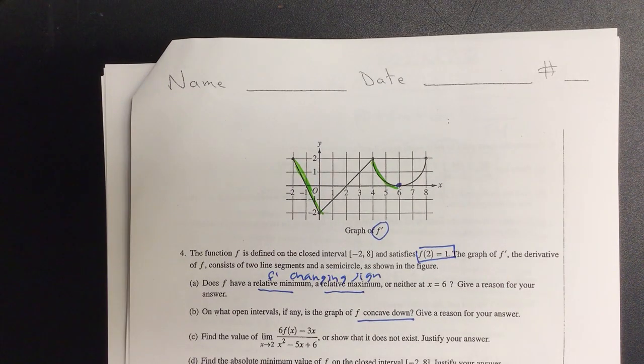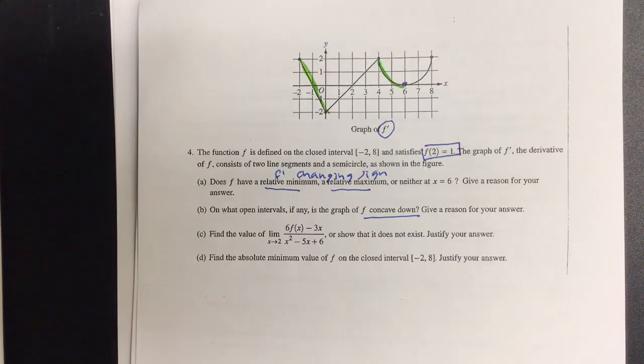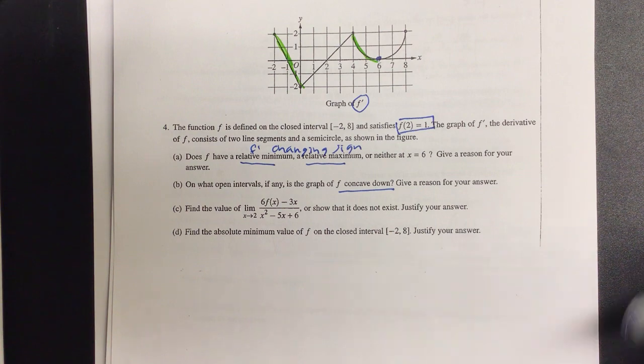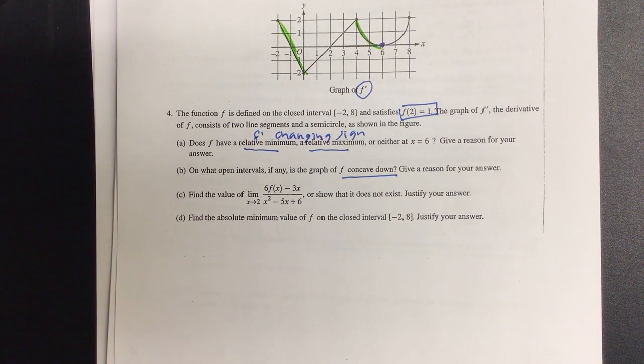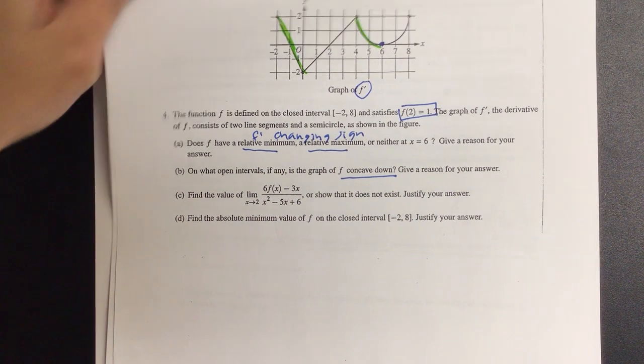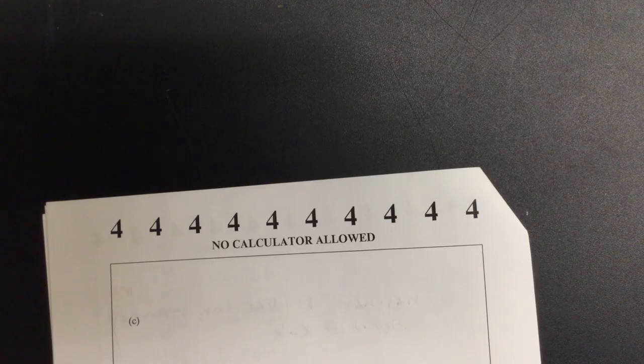Zach, let's read. Find the value of the limit as x approaches 6 of f of x minus 3x divided by x squared minus 5x plus 6, or show that it does not exist. Justify the answer. So this is going back to our unit 1. The first thing that we automatically did was plug it in. And then if it was 0 over 0, what rule did we use? L'Hopital's rule, okay? So let's go ahead and write in the following.